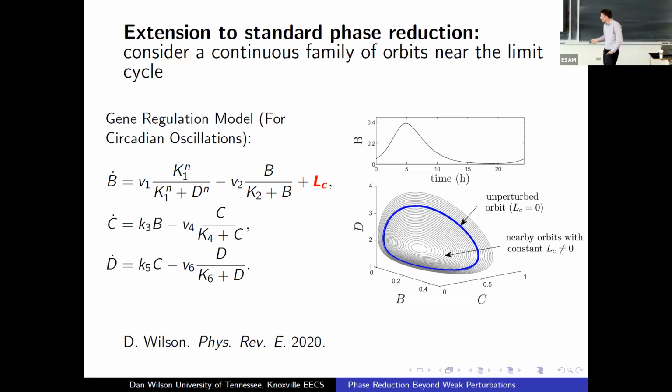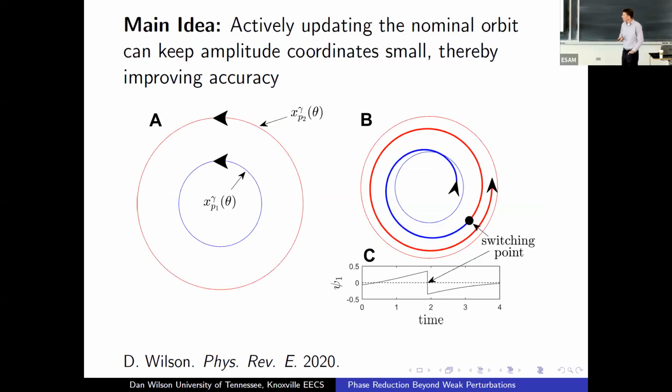So for this example model, with a three-dimensional system, often used as a gene regulation model, these three variables here. And I'm close to a supercritical Hopf bifurcation if I view LC as a bifurcation parameter. So taking LC equal to 0, I end up with this periodic orbit, but I get a bunch of different periodic orbits that foliate phase space because, again, I'm close to that supercritical Hopf bifurcation. And so I want to think about, well, maybe I can use this family of periodic orbits in order to get a better reduced order model.